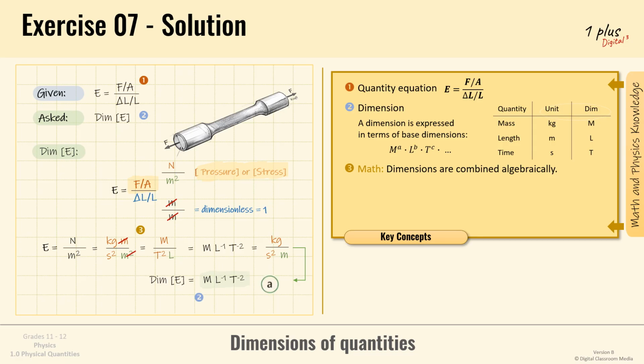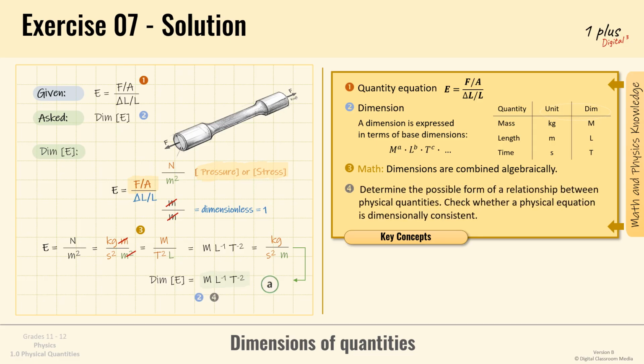Finally, an important note. In physics, dimensions are treated like numbers. You can cancel them, compare them, and transform them. This allows you to check whether an equation is physically meaningful.